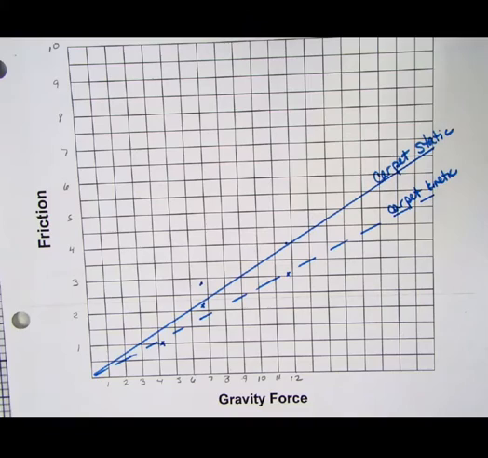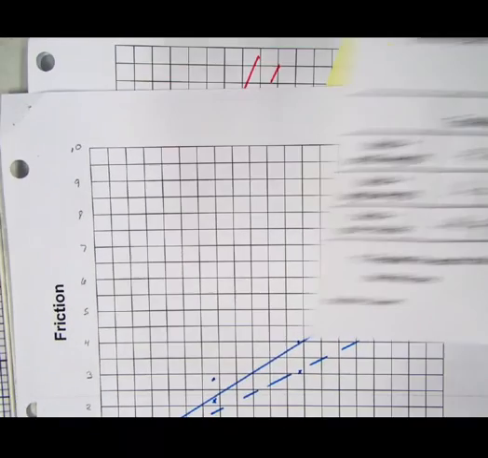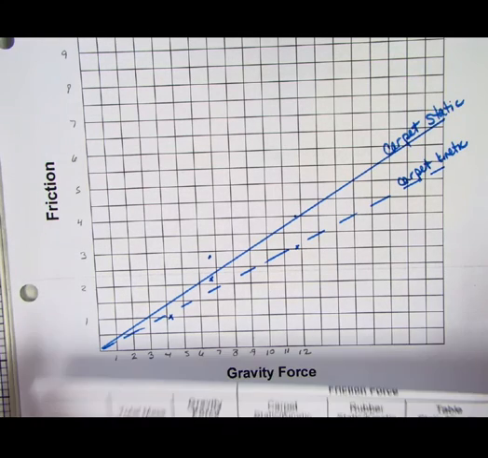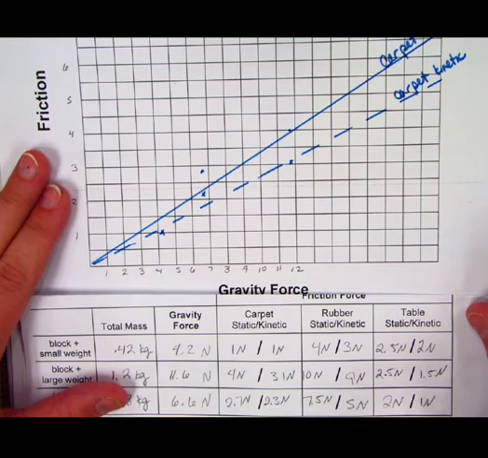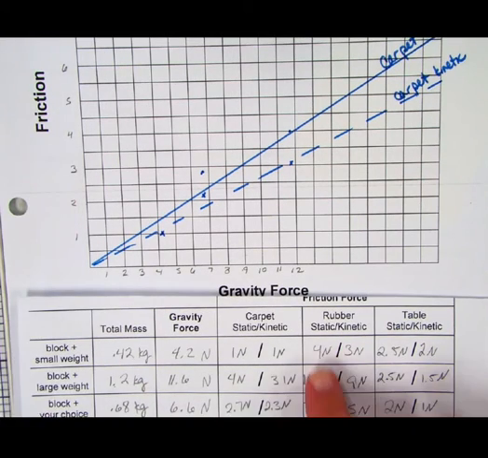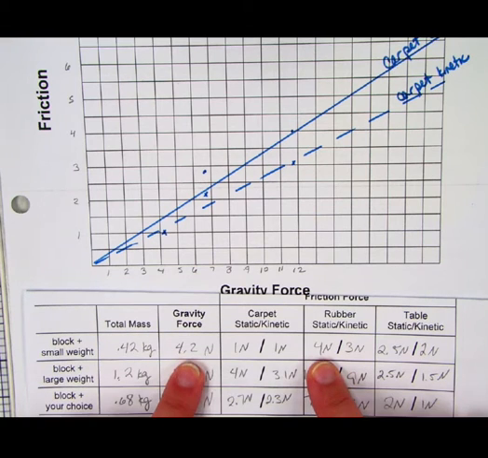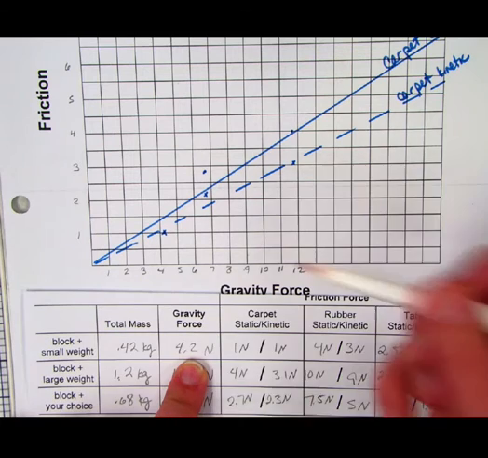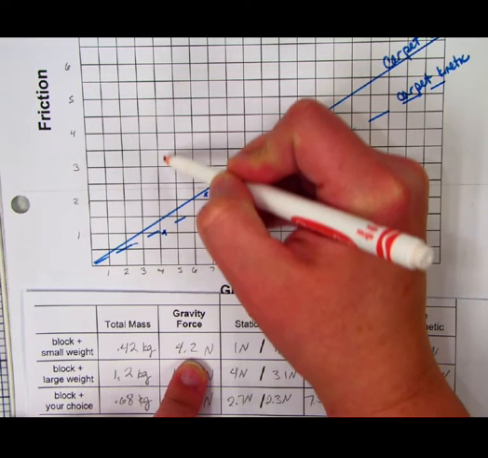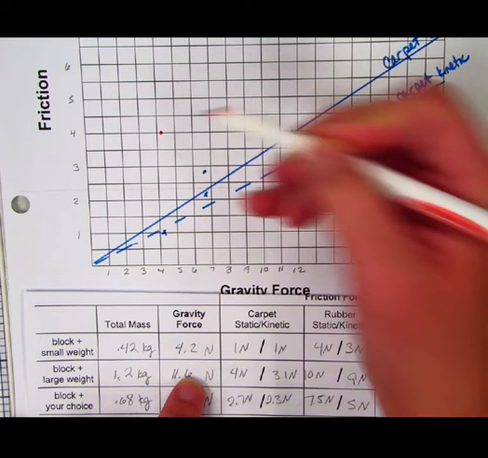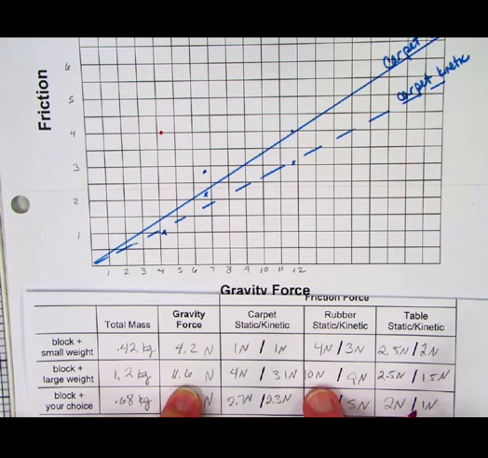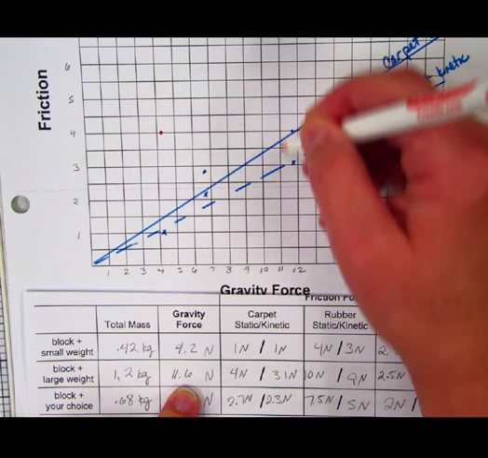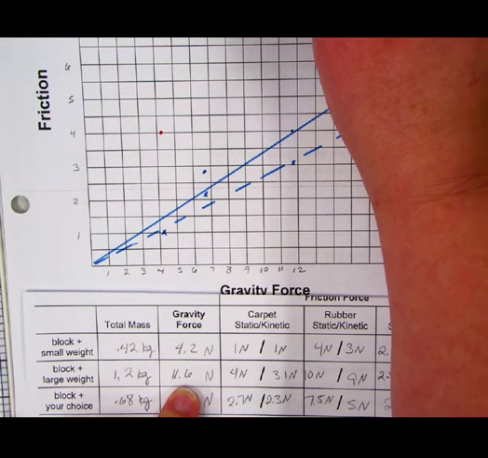So now I'm going to do the rubber static friction, rubber surface. So I'm going to try and let you see what I'm doing here. I'm going to do my rubber static friction first. I'm going to go over to 4.2 for the force of gravity, and I'm going to go up to 4, and I'm going to make a red dot. So over to 4.2, up to 4, make a dot. Over to 11.6, up to 10, make a dot. That's 11.6 right there, dot.